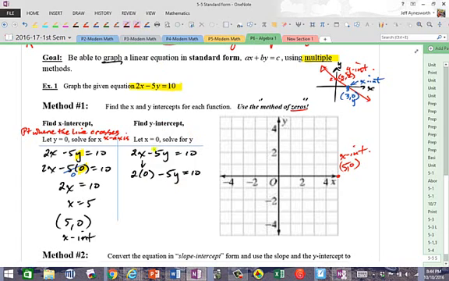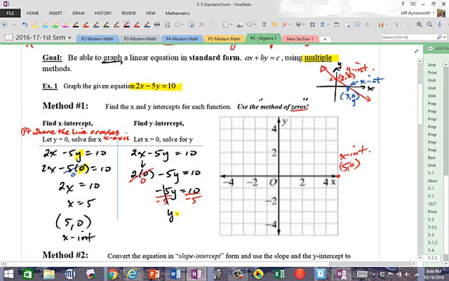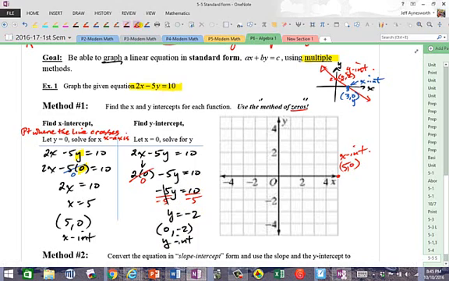Well, 2 times 0 is 0. And you get not 5y equals 10, but you get a negative 5y equals 10. You got to pay attention to what's going on before the term. So we're subtracting 5y, so that 5y is negative. Then you divide by negative 5. Always divide by the coefficient, and you get y is equal to 10 divided by negative 5, which is negative 2. So I get 0 comma negative 2, which is called my y-intercept, where the line crosses the y-axis.